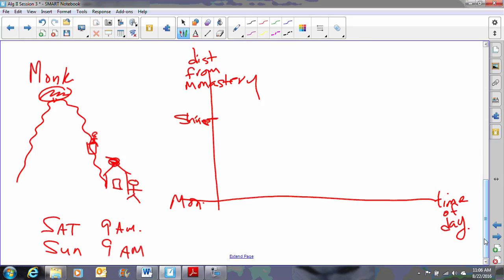Okay, so, and we'll have 9, 10, 11, 12, 1, 2, whatever we need. Okay. Now, so Saturday, the monk leaves the monastery at 9 and he climbs the mountain until he gets to the shrine. Okay? Sometimes he goes faster, sometimes slower. Here, maybe he slipped a little bit and slid back down. Anyway. But he's continuously somewhere on the mountain, so his distance from the monastery is a connected function.